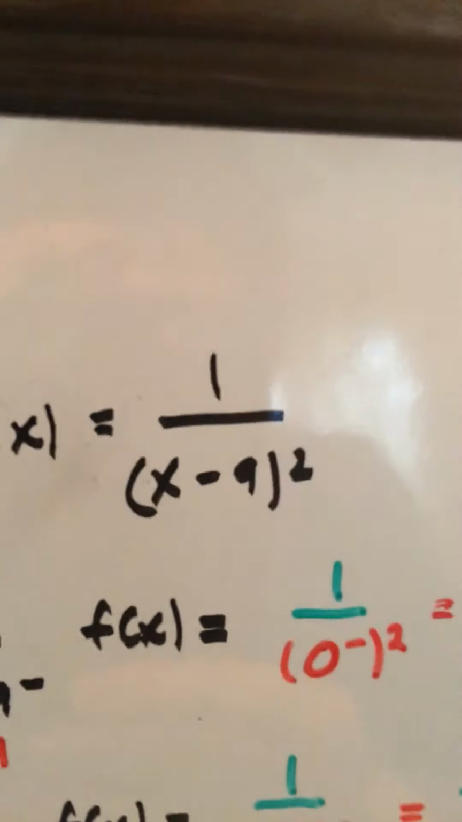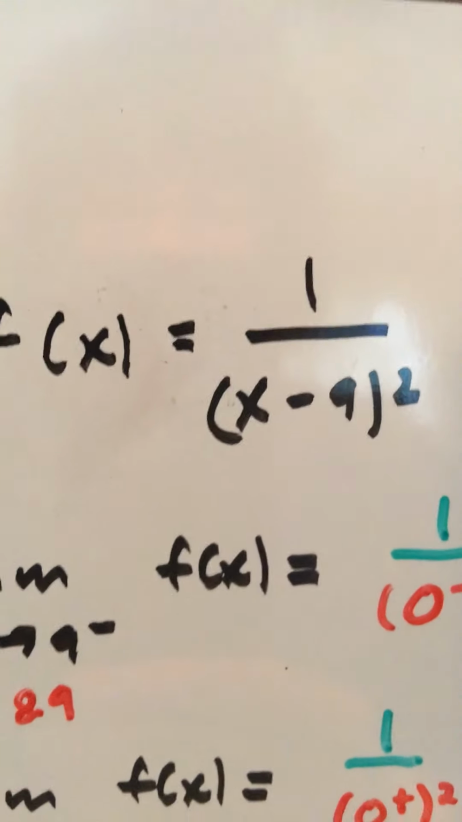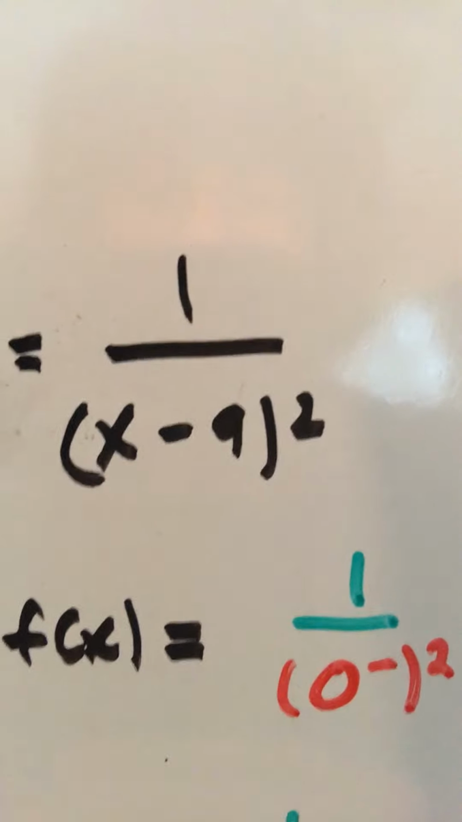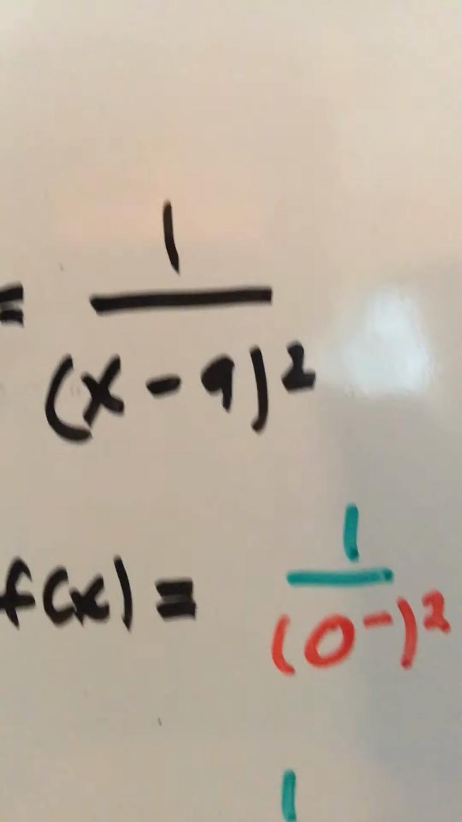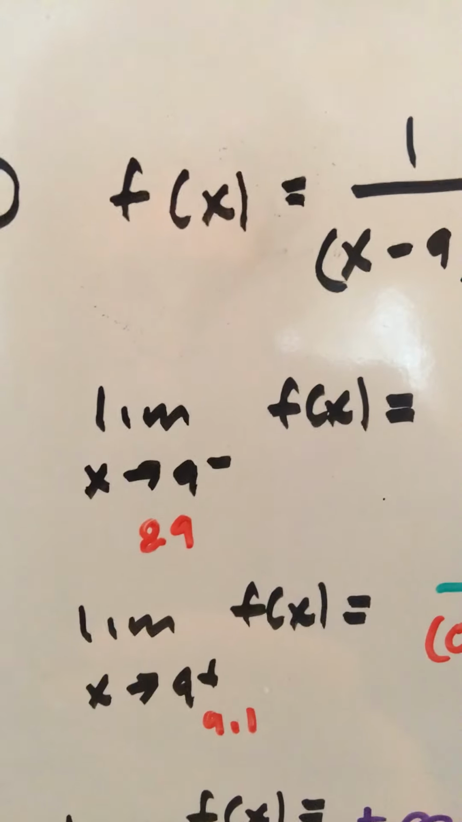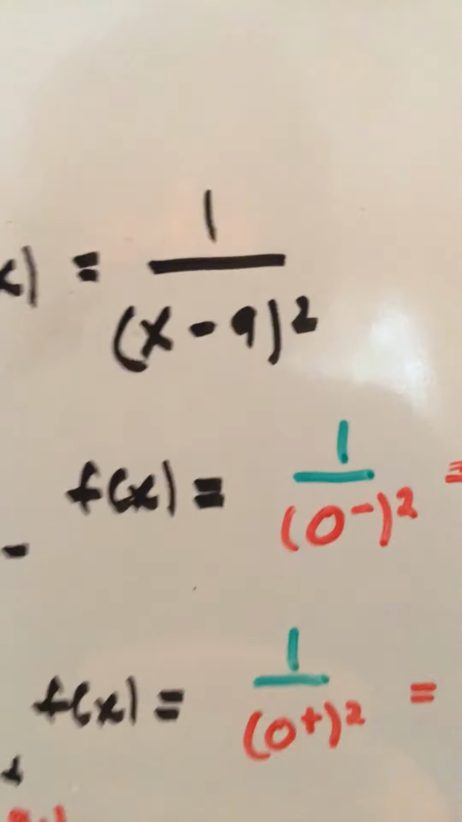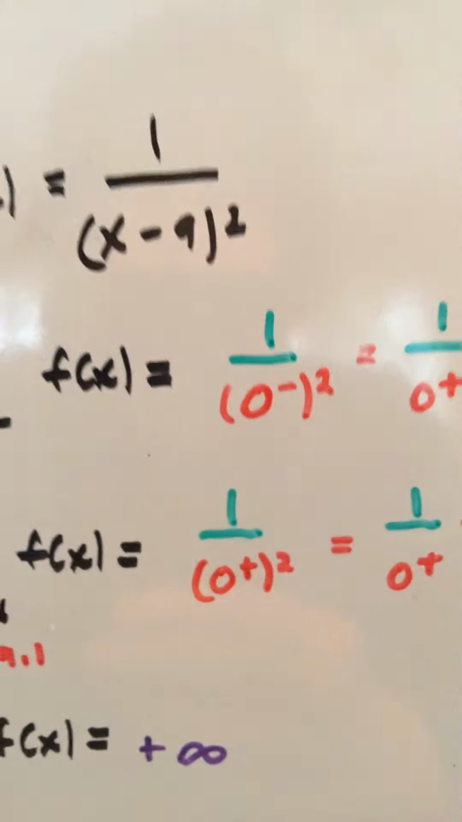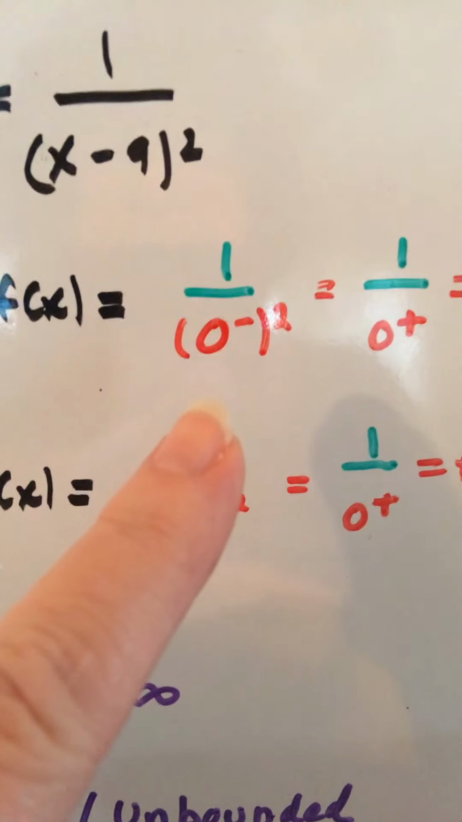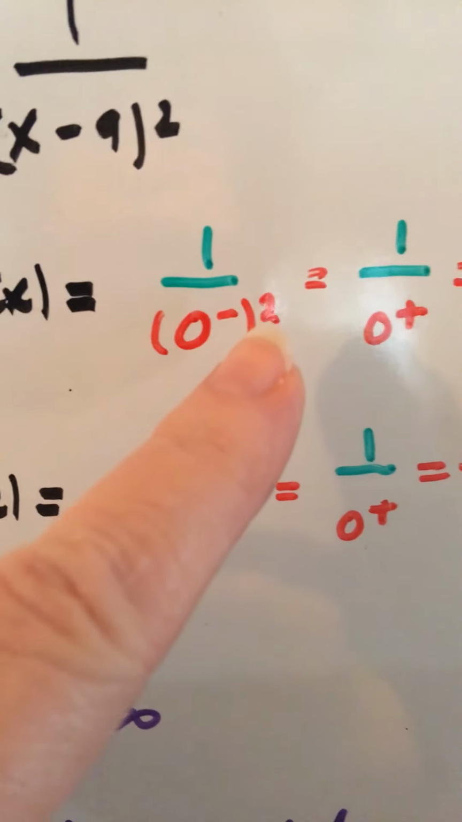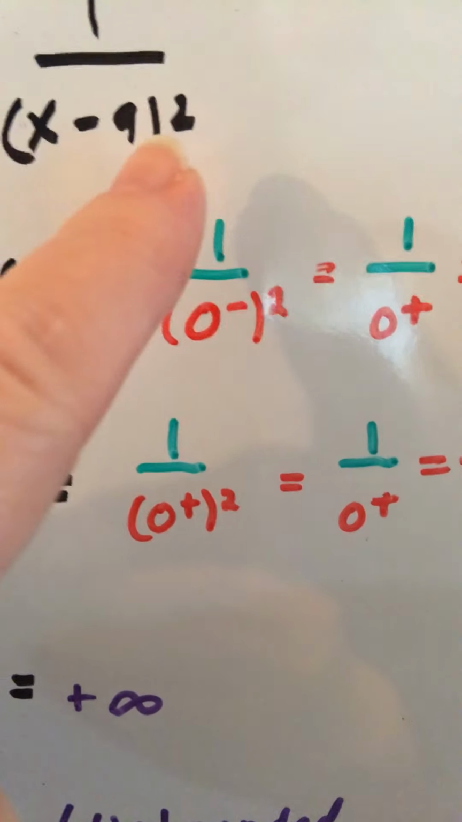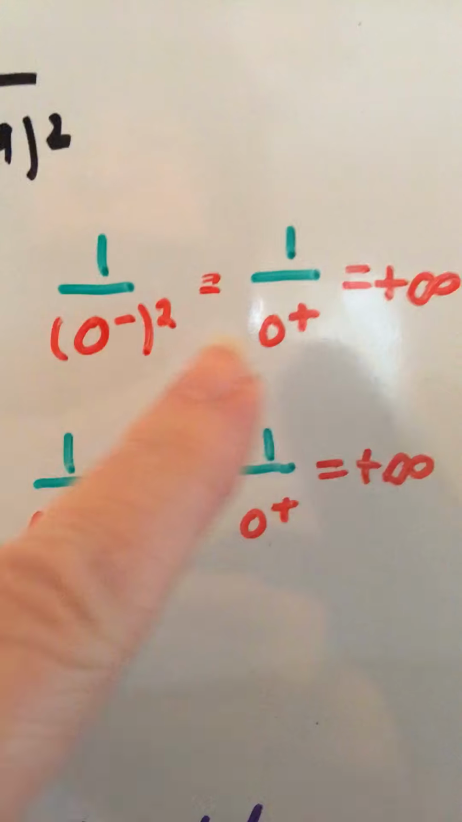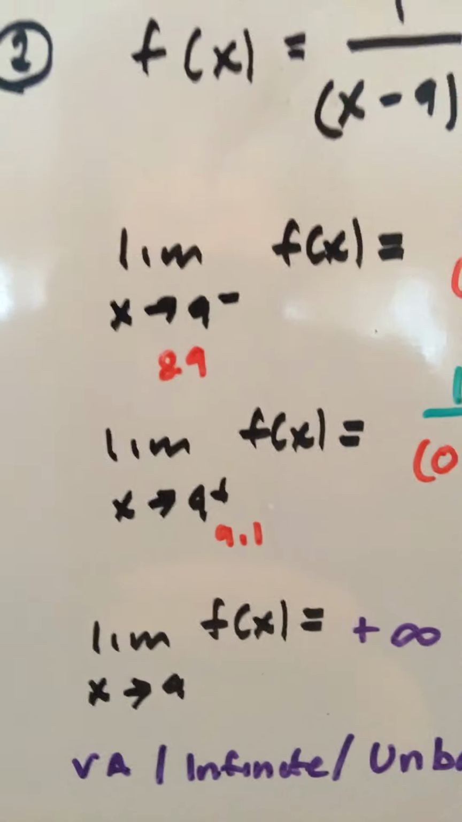So let's look at this next one. I'm going to ask the limit as I approach 9 from the left. So first I plug in 9 and get 1 over 0. Then I say, well, the left is 8.9. And 8.9 minus 9 is a negative. Now, I never show this step. I do it in my head. What is a negative squared? It's always a positive. The minute I see this, I know it's positive. I don't need to do that, and I get positive infinity.